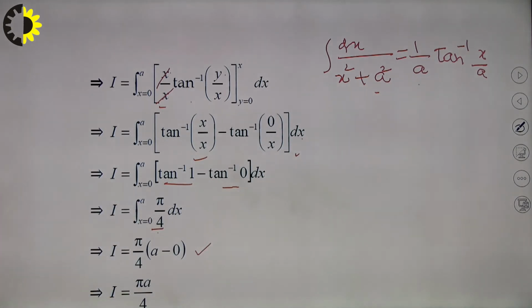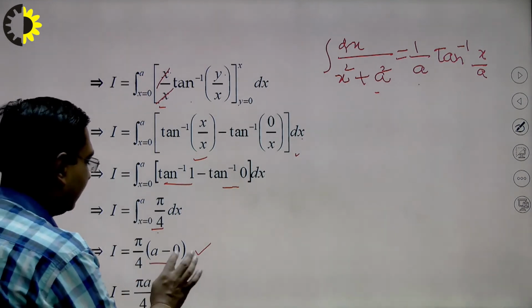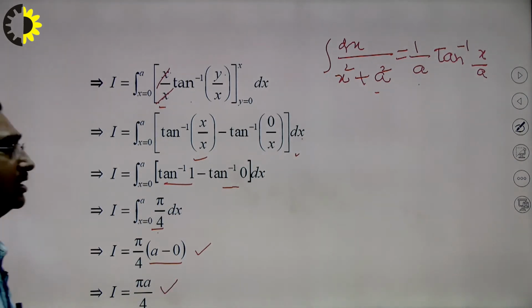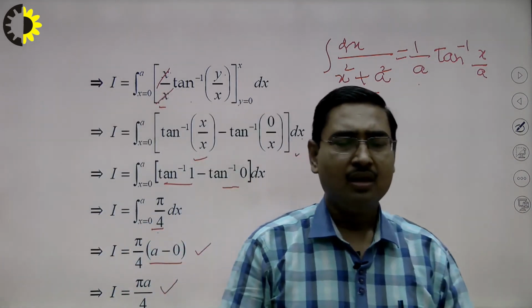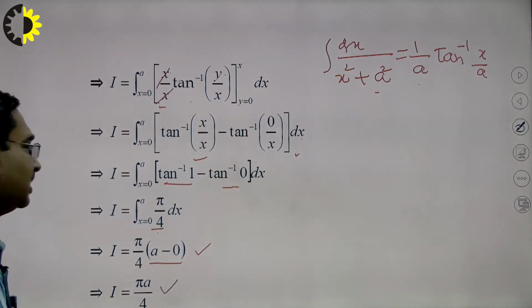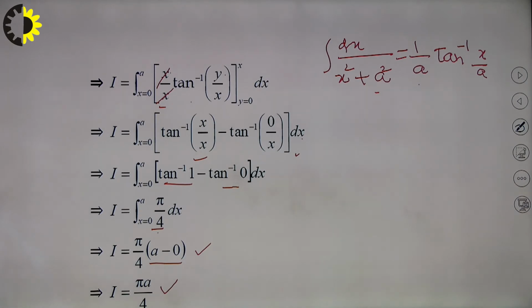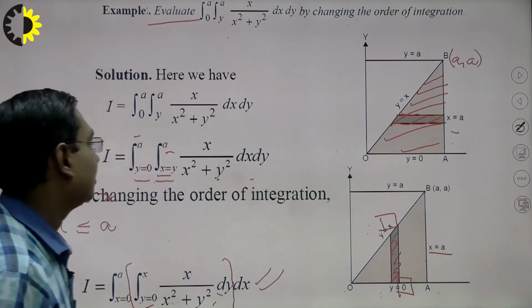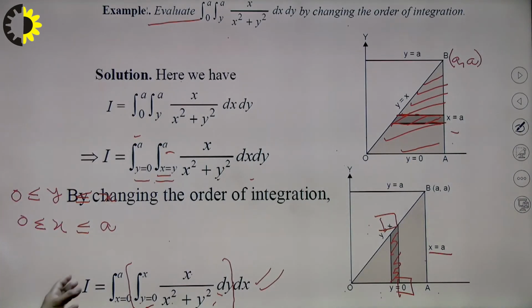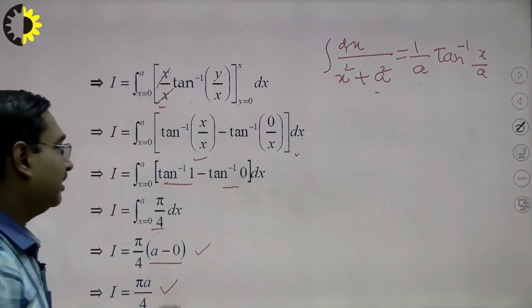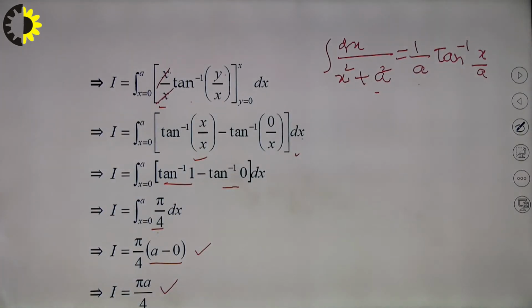Pi by 4 is constant. Dx when integrated gives x, and applying those limits I obtain the value of this integral as pi a upon 4. Through this question, we can understand the application of change of order of integration also. We have seen that we have changed the order of integration, and then the integration was evaluated in very few steps in an easier manner.